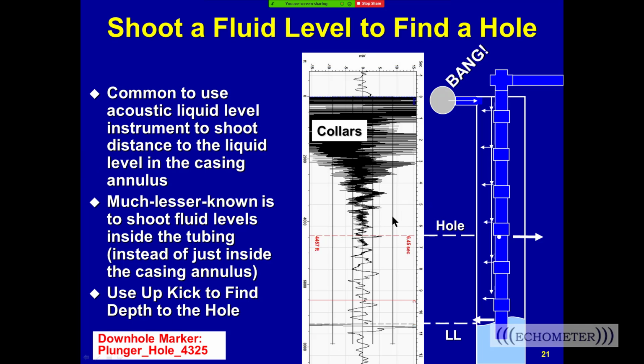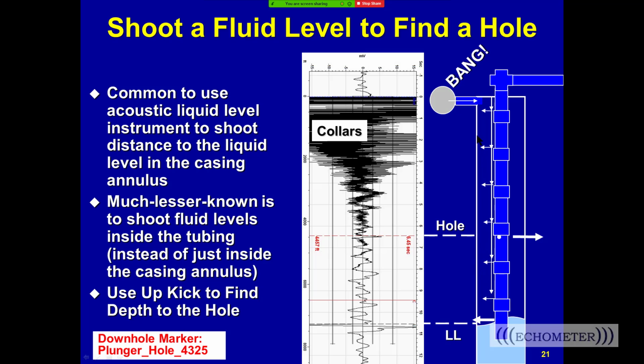Now this is a fluid level shot down the tubing, and this is a well that's called plunger hole at 4325. And so when you shoot down the tubing, you see this upkick, and this upkick isn't supposed to be there because in the wellbore there's no increase in cross-sectional area at that depth. So normally when you go to a gas well, you shoot down the casing first, and the fluid level should be at the end of the tubing. And if the fluid level is higher than the end of the tubing, that can mean that the gas is flowing up the casing through a hole in the tubing, and that high fluid level is an indication of a possible hole.